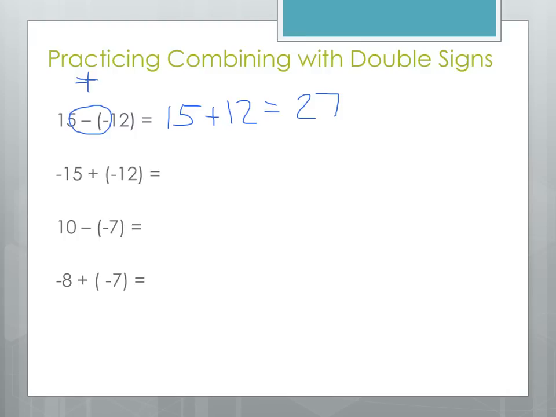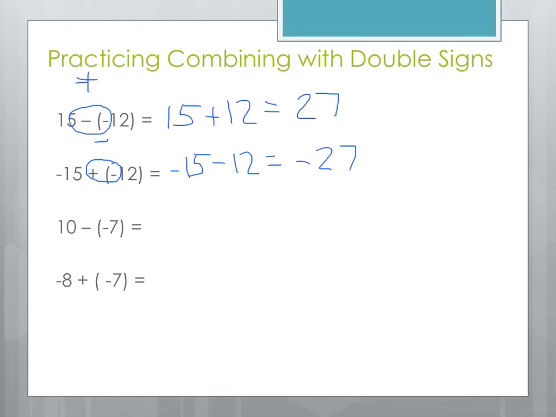Example 2, negative 15 plus a negative 12. Double sign here in the middle. This time they're different, and when they're different, they're going to become a minus. So this problem is going to translate to negative 15 minus 12. Again, the signs are the same, a negative and a negative. So we're going to add these two numbers together, and we're going to get a negative 27. We kept the signs of the original numbers.